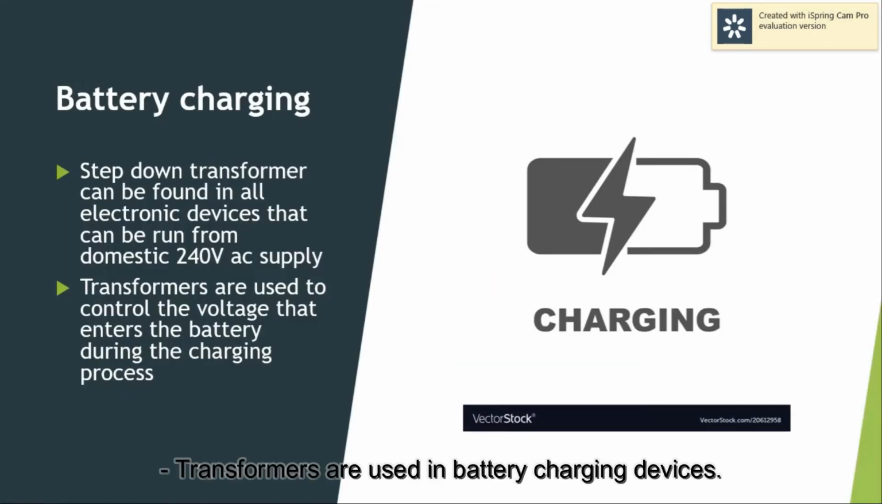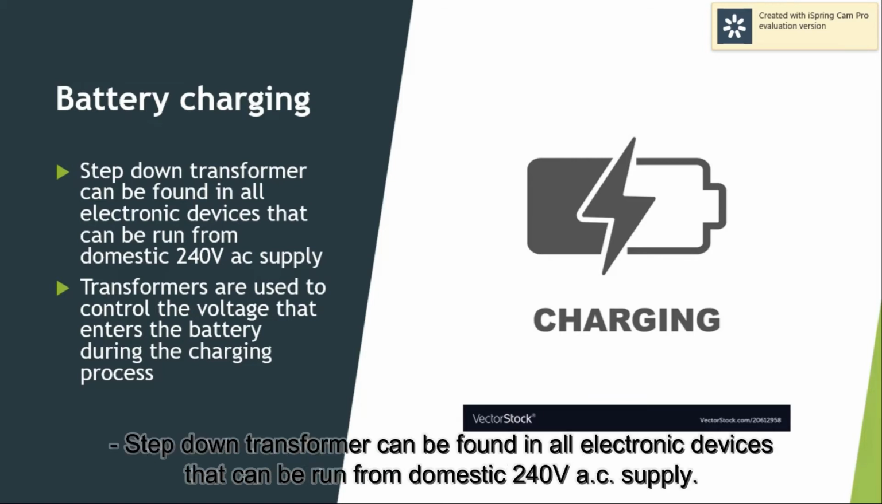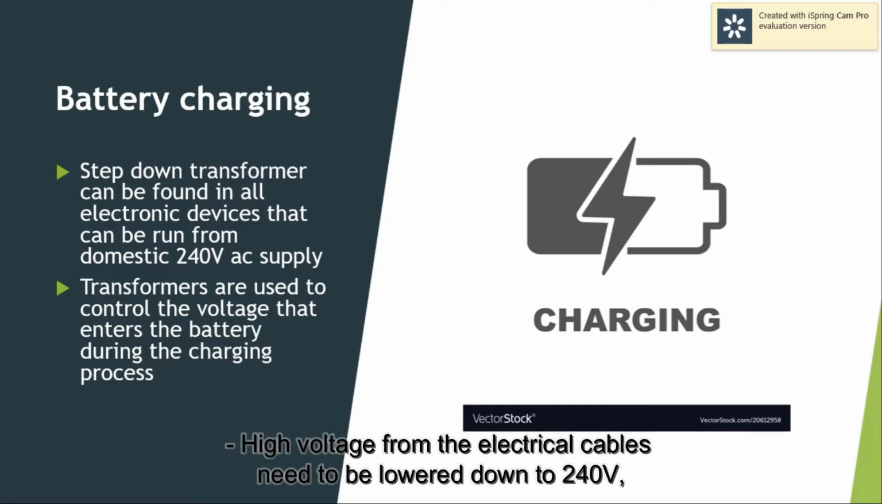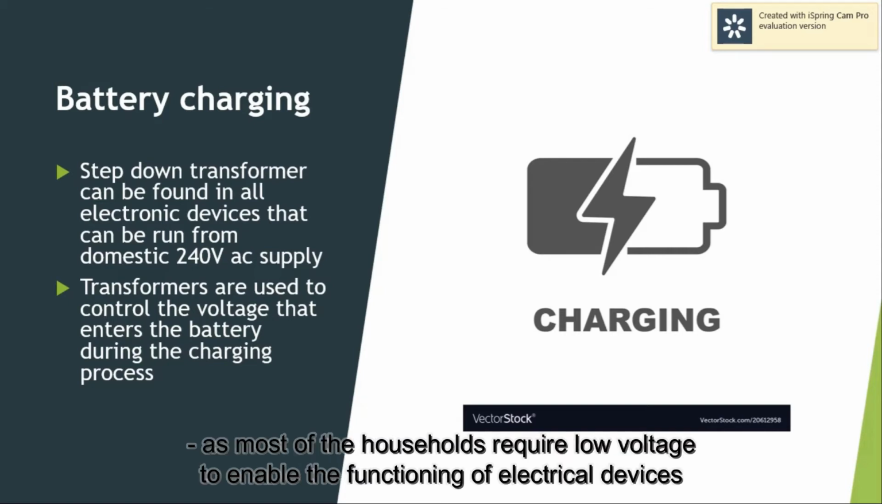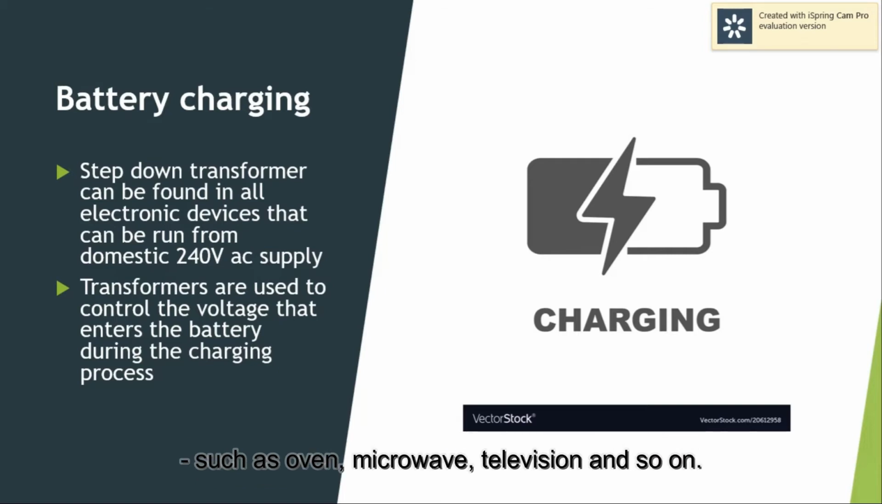Transformers are used in battery charging devices. Step-down transformers can be found in all electronic devices that can be run from a domestic 240-volt AC supply. High voltage from the electrical cables needs to be lowered down to 240 volts, as most households require low voltage to enable the functioning of electrical devices, such as oven, microwave, television, and so on.